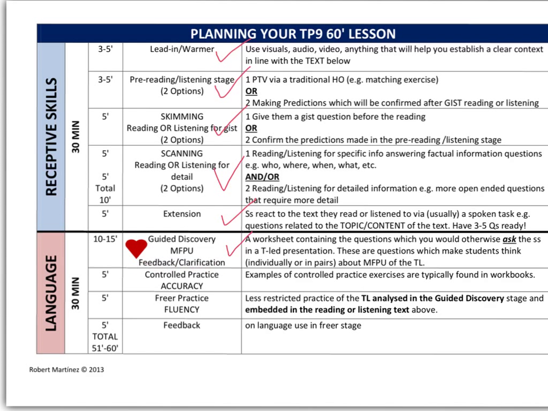Having done that, we're looking at controlled practice for accuracy. We want to ensure that they're doing the right thing. Examples of controlled practice exercises are typically found in workbooks. Then we move on to fluency. That's where they're going to have freer practice for fluency. So it's less restricted practice of the target language that they analyzed up here, and which is embedded in the reading or listening text up here.